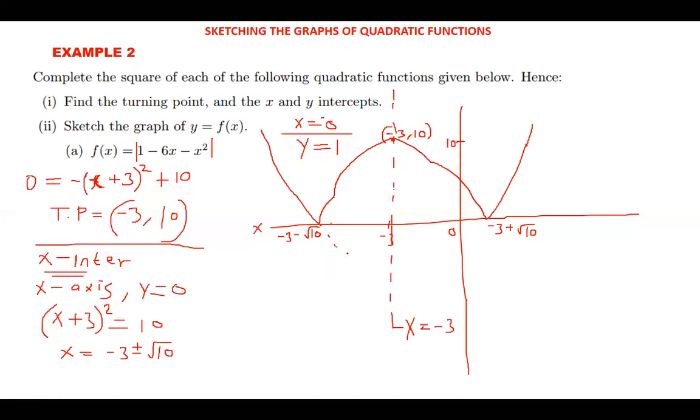Of course, you can do some sketching if you want. So this is how it will look. This is what happens when it has absolute values outside. It will just bounce. It will just be on the positives. It will not proceed to the negatives.